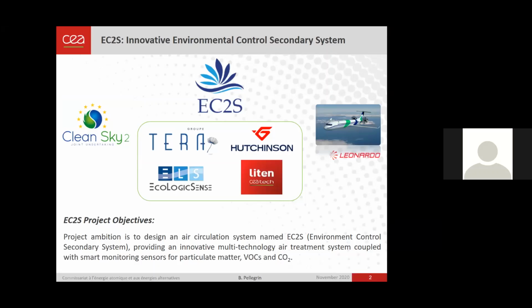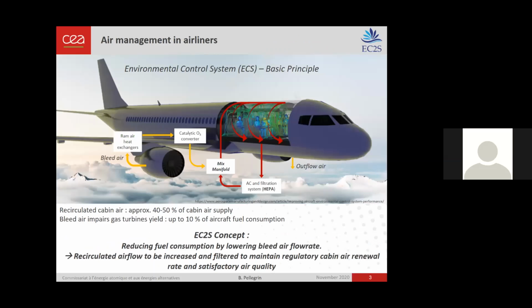It is a project in the Clean Sky 2 framework, and the ambition is to design an air circulation system that provides a multi-technology air treatment system for particulate matter, VOCs, and CO2. And so you have here the 4 partners of the project: CEA, Hutchinson, Ecologic Sense, and Terra Group.